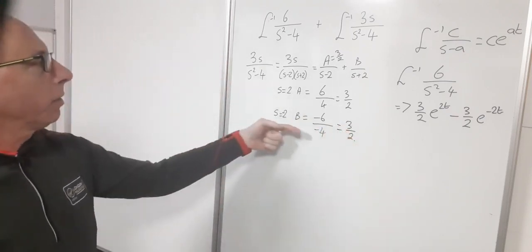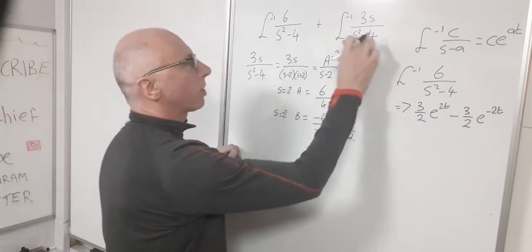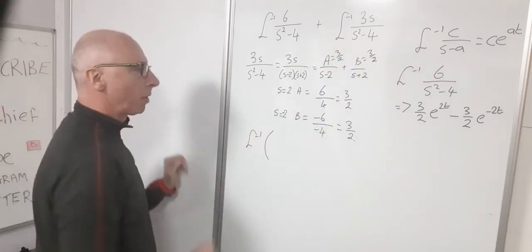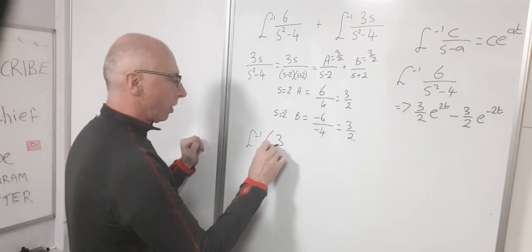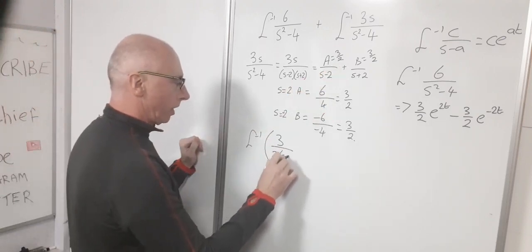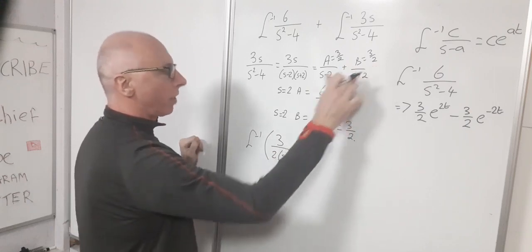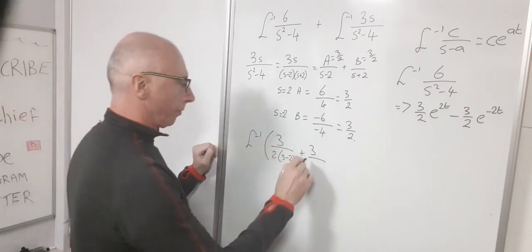Okay, so now plugging that into my Laplace transform of this. So now my inverse Laplace, open the bracket, I've got 3 over 2 (s minus 2). So 3 over 2 (s minus 2). This time I've got a positive 3 over 2 (s plus 2).